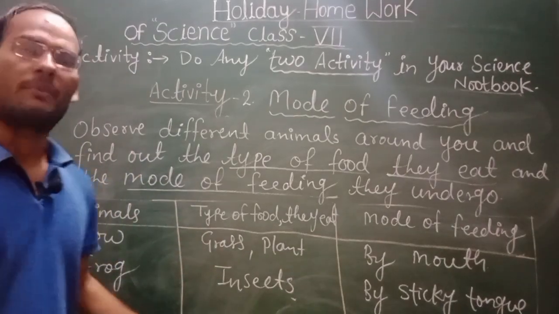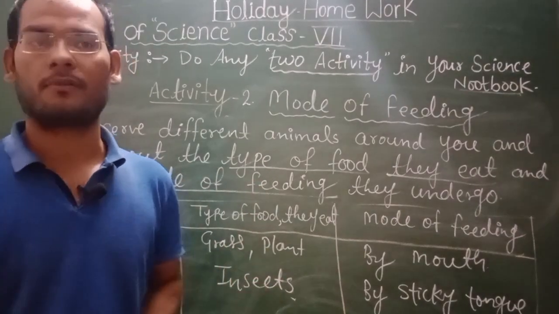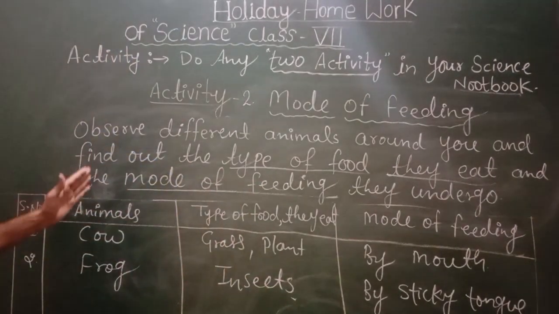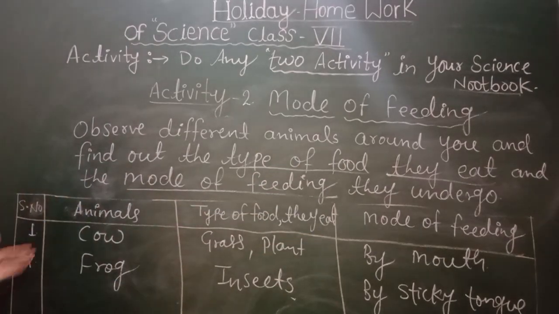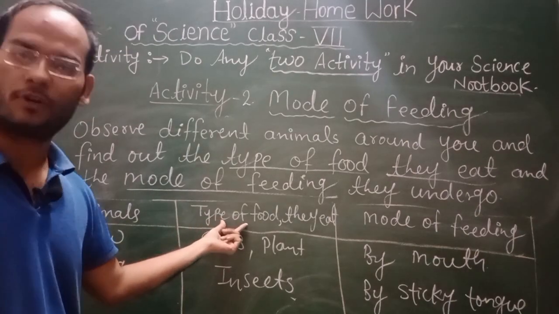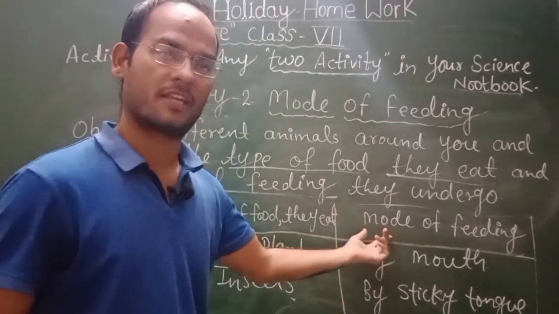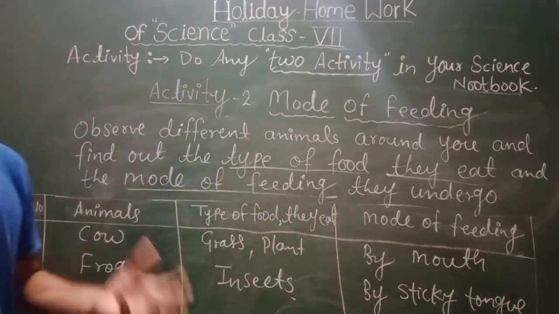Clear? So many of the animals around you, you can observe and write these animals, and make such a kind of table. First is sequence number, second column for animals, third column for type of food they eat, and fourth column is mode of feeding. Feeding means the way of taking food.